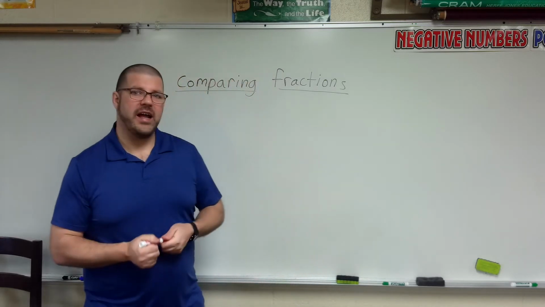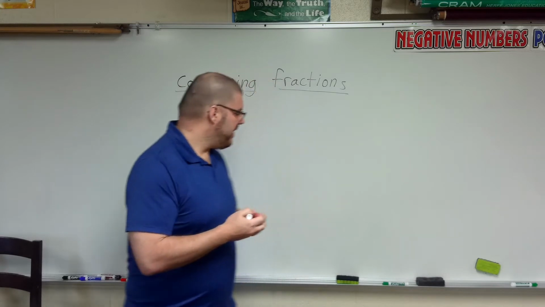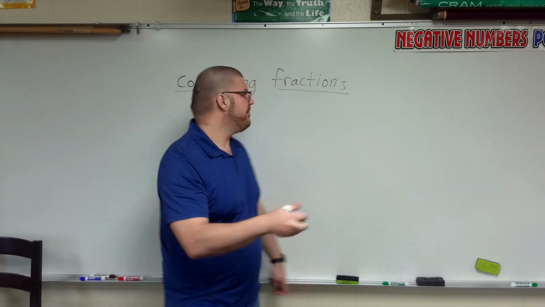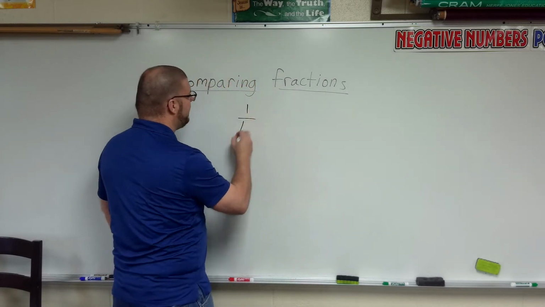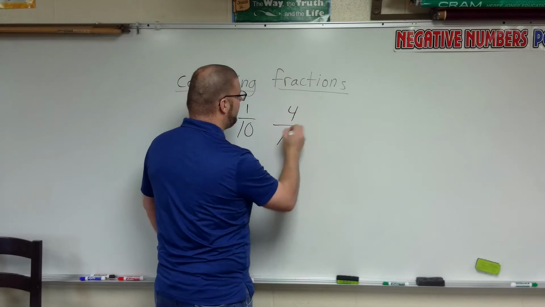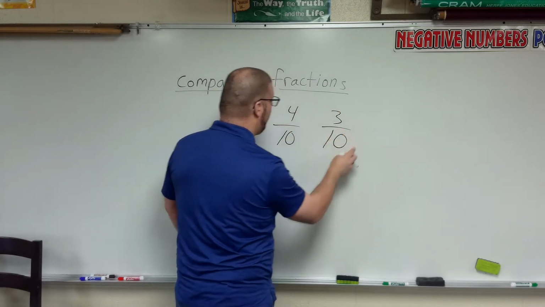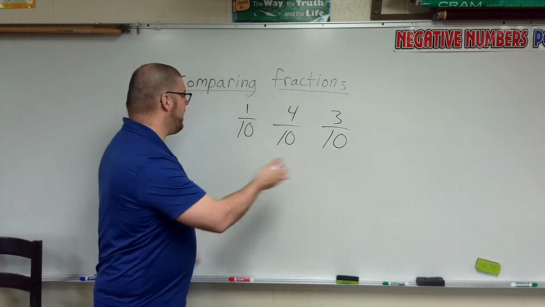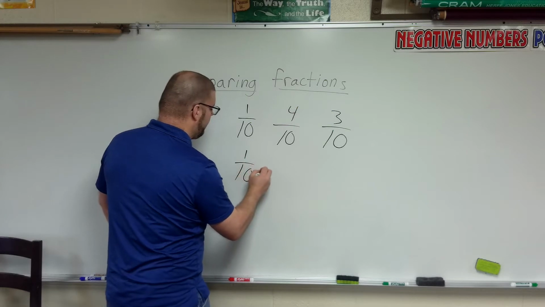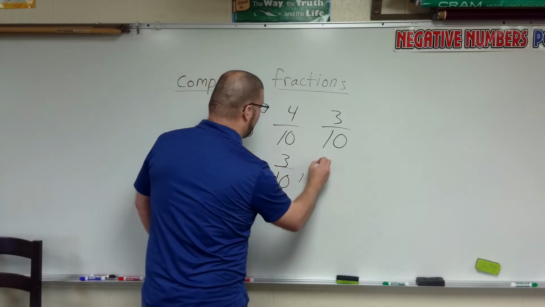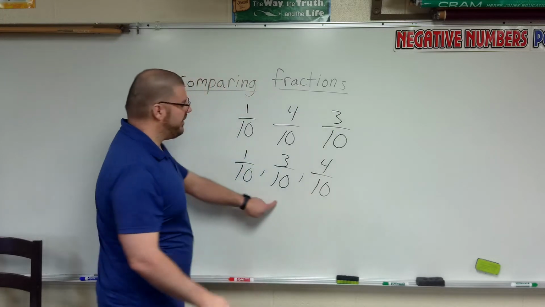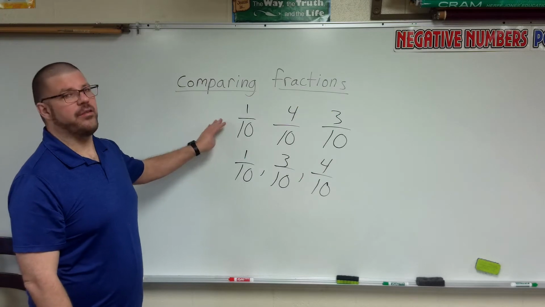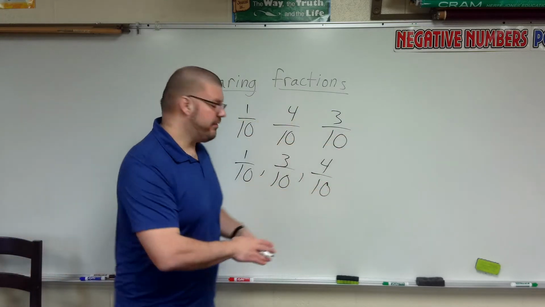So, in general, if the fractions have the same denominator, remember the term denominator, the number on the bottom? So if you had the fractions 1/10, 4/10, and 3/10, if they're all the same on the bottom, you're just going to line them up smallest to largest. So really it would be 1/10, 3/10, and 4/10. If the denominators are the same, you just go smallest to largest. Okay, simple enough.